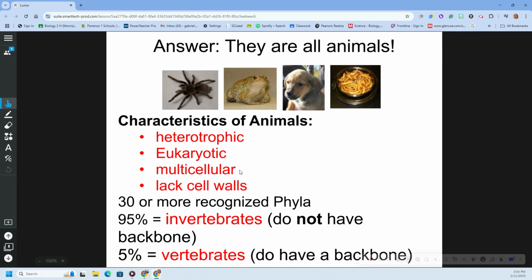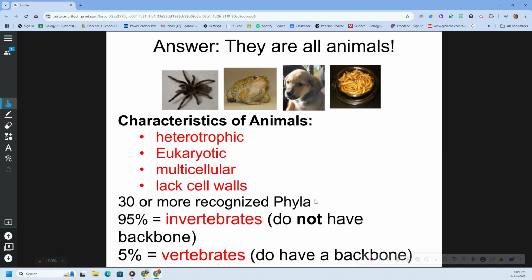All animals are multicellular, and this is why animal-like protists, like the amoeba that do move around and catch their food, they can't make it. They do not belong in the animal kingdom because they are unicellular, and all animals are multicellular. Animals also do not have cell walls. So when we say lack cell walls, that means they do not have cell walls.